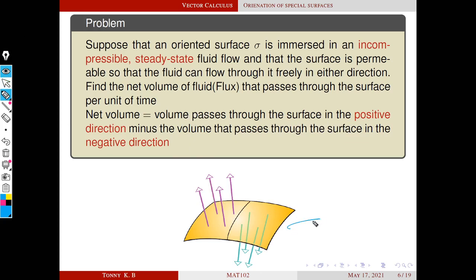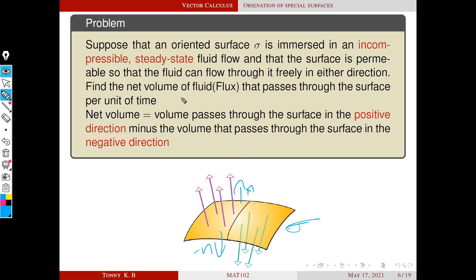okay, already we assume that our surface sigma is orientable. So we have two orientations. Maybe one is this direction, the other is its opposite direction. Then the net volume means the volume that passes through the surface in the positive direction. Suppose this is our positive direction. In the positive direction, minus the volume that passes through the surface in the negative direction. If this is our positive direction, then this direction is the negative direction. Then the volume corresponding to this direction minus the volume that passes through this direction, in unit time. That is our net volume.